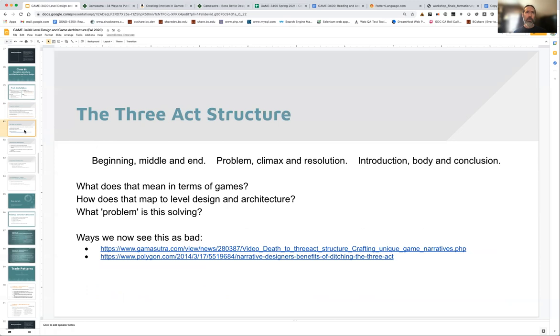So, moving on to the three-act structure, a total topic change. Three-act structure: you've had it drummed into your brain since you were in grade school, since you started consuming media in the form of books or TV or movies or games, a lot of games. So what is it? The idea of a beginning, a middle, and an end. You introduce a problem, you bring that problem to a climax, and then you have a resolution, the falling action.